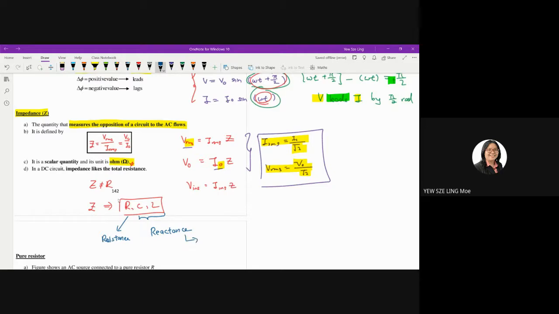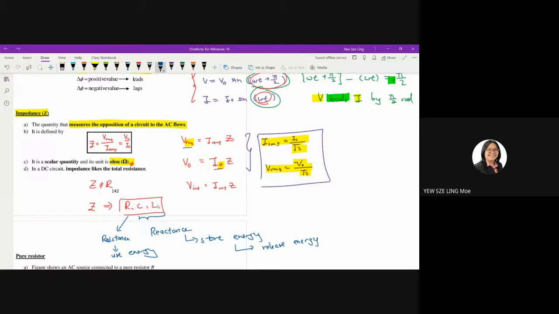Why do we call it reactance? Because what happens in a capacitor and an inductor, if you remember, they just store energy. First half cycle they store energy, second half cycle they release energy. So they just react to the circuit. Whether it's receiving, returning, receiving, returning, they are not using up any energy. So that's why we cannot call it resistance. When it comes to resistance, it uses up energy.